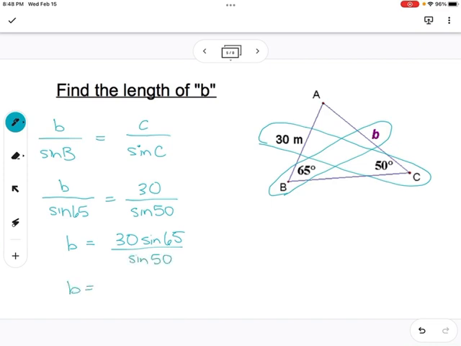And side B, in my calculator, I'm putting 65 sine times 30 equals divided by 50 sine and equals again. And we get a measurement of 35.49 meters.